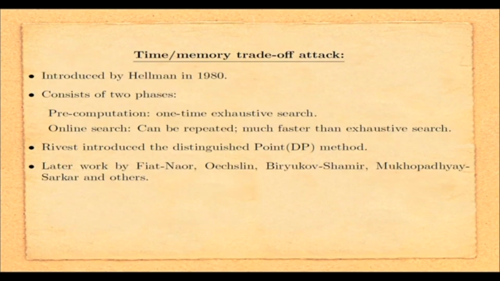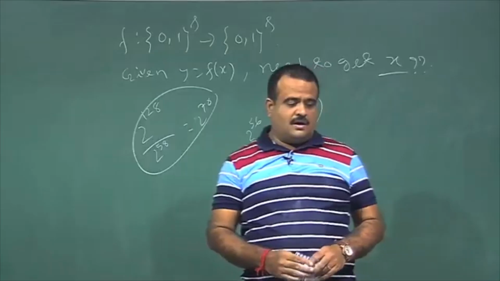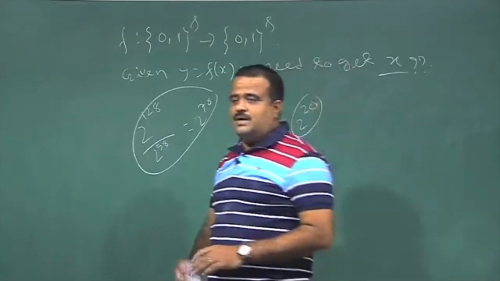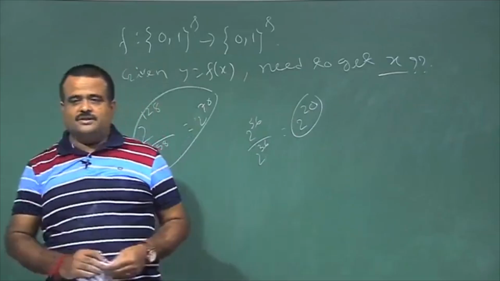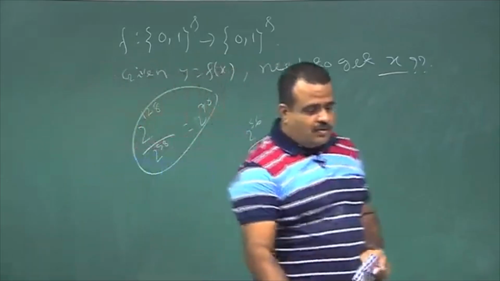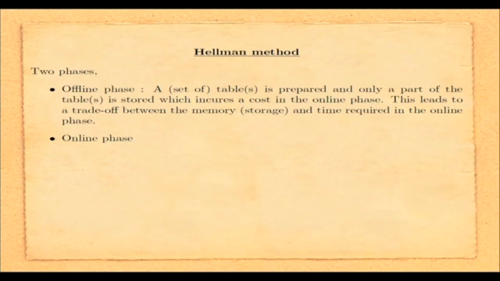So, for that, Hellman introduced this time memory trade-off attack in 1980, and basically it consists of two phases. One is the pre-computation phase, which we call the offline phase, and the other is the online phase. Later on it was modified using distinguished points, and later on there was some work, even we have some contribution in this area. So, let us talk about the Hellman method.